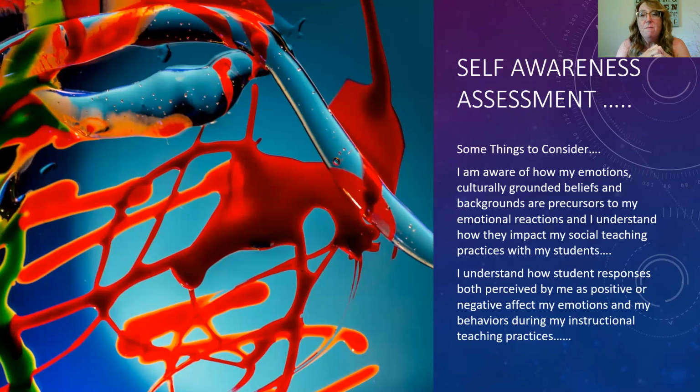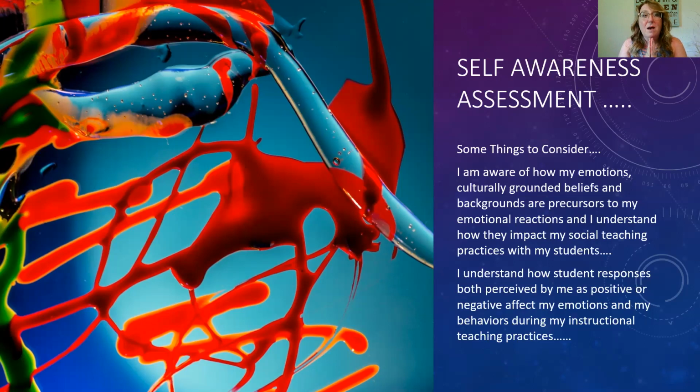Am I aware of my emotions, my culturally grounded beliefs, my backgrounds, and am I aware of them in such a way that they're precursors to my emotional reaction as I understand the impact of social teaching and the practices that I have and what I bring to my students? When I have a high awareness of self, I can understand how my students will respond, both perceived by me in a positive or negative way, and how my emotions can impact those responses.